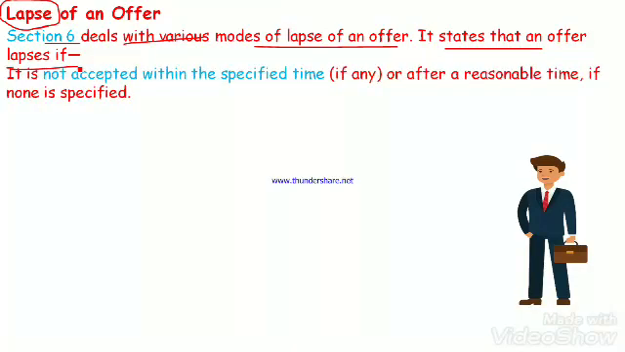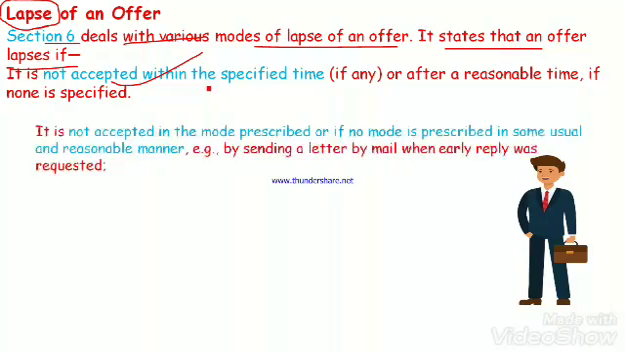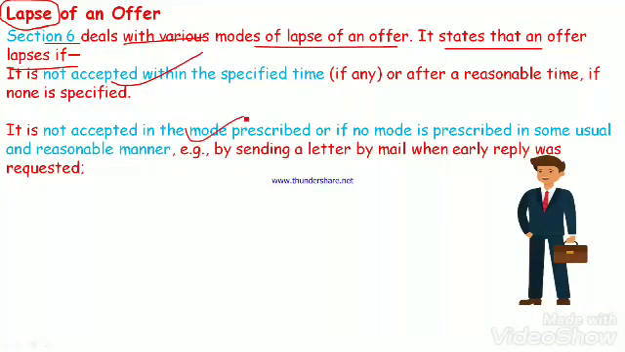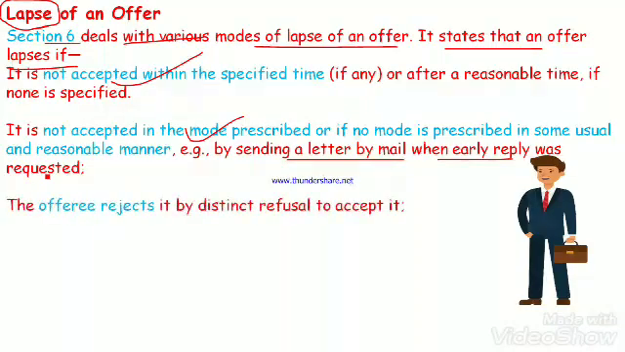So let's see the points. It is not accepted within the time period. If you do not accept the offer within the time period, the offer will lapse. The second one is it is not accepted in the prescribed mode. For example, by sending a letter by mail when early reply was requested. For example, there was an auction and you were offered to purchase something, but you didn't apply early, so you will not be able to accept that offer.